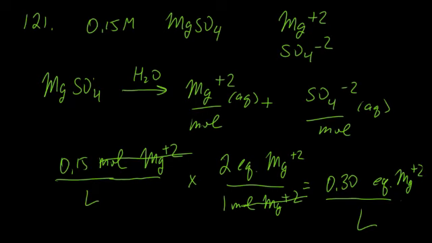If this question was asking about sulfate, it would be the same thing. Sulfate has a charge of -2, so it would still be 2 equivalents of sulfate for every mole, and that would give us the 0.3 as well.